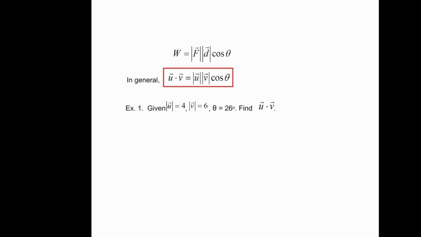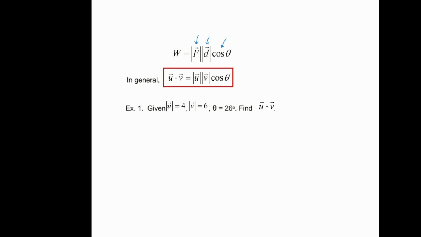Okay, so this is what I was talking about when I said it really doesn't matter how we write these out. So in general, we can think of this work being done as equal to the magnitude of the force times the magnitude of the displacement times cosine of theta, where theta is the angle between the two vectors. In general, we can use this for any two vectors really that are tail to tail.